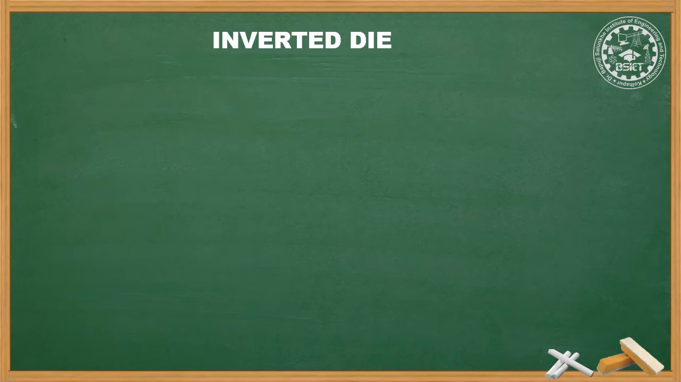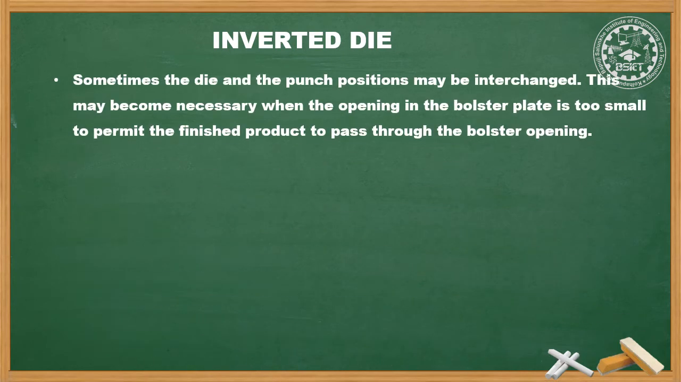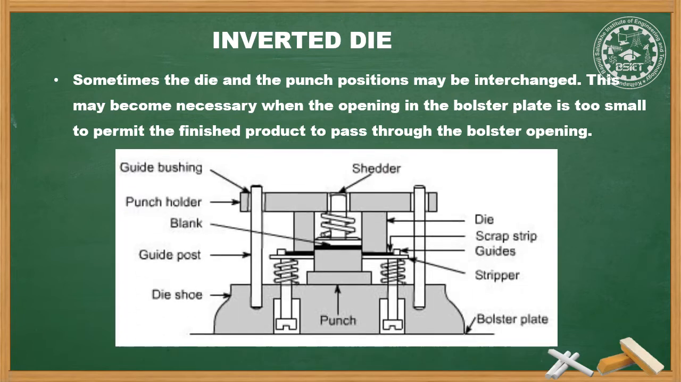The next type is the inverted die. Sometimes the die and the punch positions may be interchanged. This may become necessary when the opening in the bolster plate is too small to permit the finished product to pass through the bolster plate. The figure below shows such a designed die. It is designed with a die block fastened to the punch holder and the punch fastened to the die shoe. That is, the punch is below and the die holder is at the upper side.